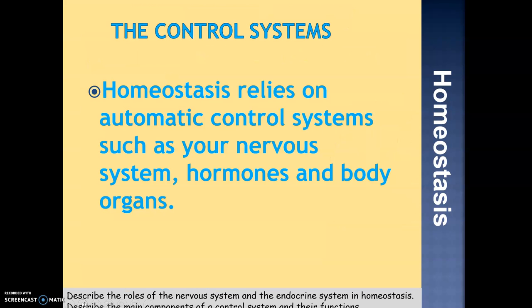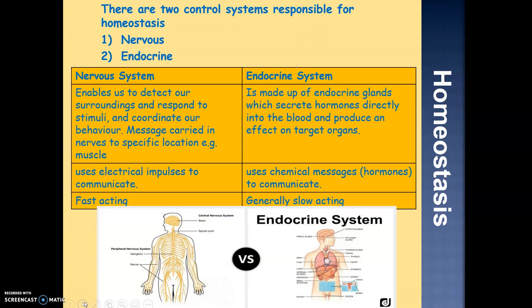Now, the process of homeostasis relies on automatic control systems, such as your nervous system, your hormones and your body organs. So it's a process that needs to work properly and automatically. It is not something we have to think about before it functions. The body has to do that by itself without you thinking about it, if that makes sense. Well done.